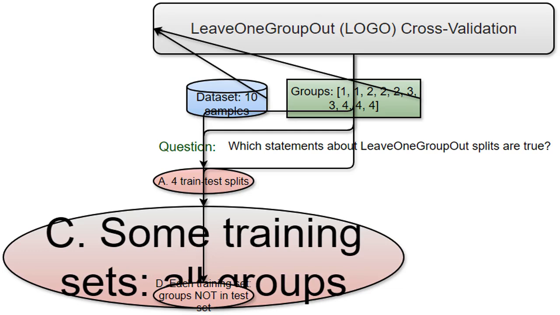Statement C suggests some of the training sets might include samples from all groups. Since LOGO only leaves out one group at a time for testing, the remaining groups will all be in the training set for that split. This makes Statement C true.